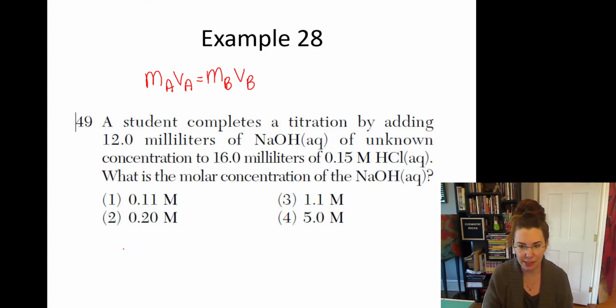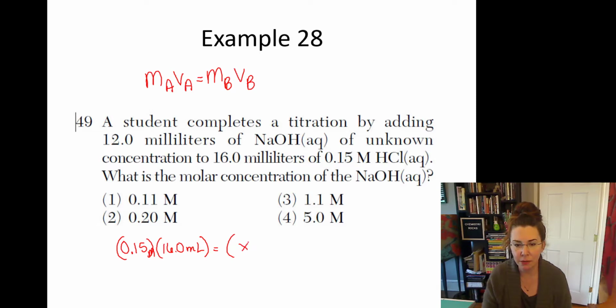So let's first do our acids. So our base is our unknown concentration. Our acid, we're going to have 0.15. That's our molarity, times 16.0 milliliters, that's our volume. And then we have an unknown concentration of our base, and our volume of our base is 12.0 milliliters. When you work this out, you should have gotten choice 2, 0.20 molar.